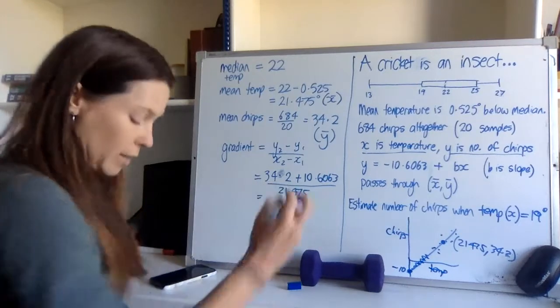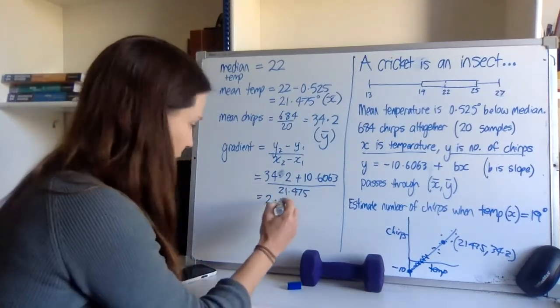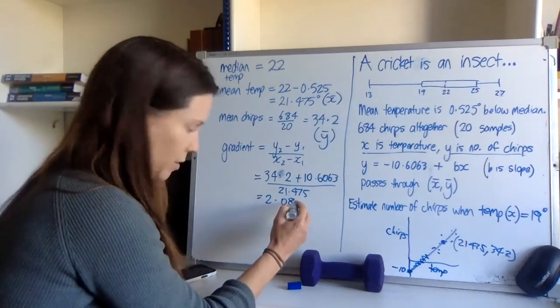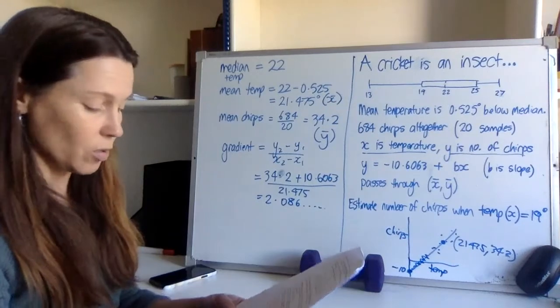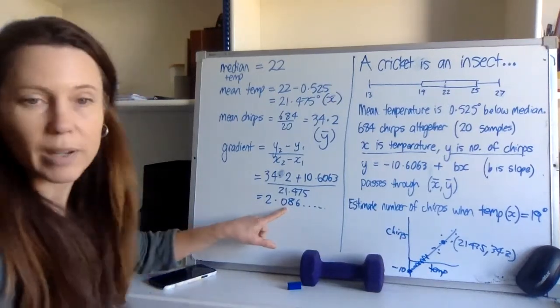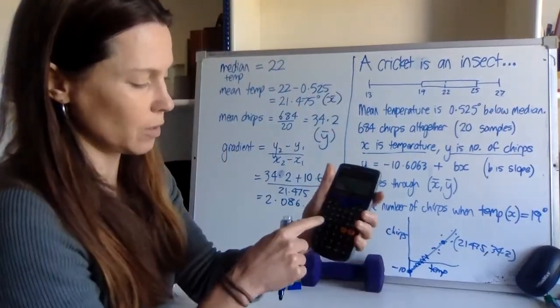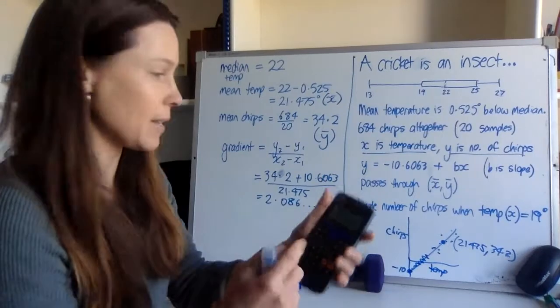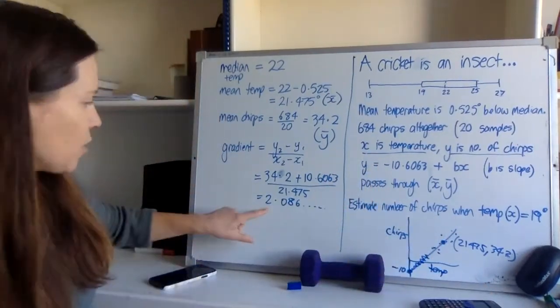Chuck that into your calculator and you will get the gradient, which is 2.086, goes on and on, etc. So you could round that off if you like to a good number of decimal places. Now, I would actually then store that number in my calculator by hitting shift store and then call it A so that I can use it later on and it's going to be exact. All right, so now I've got the gradient.